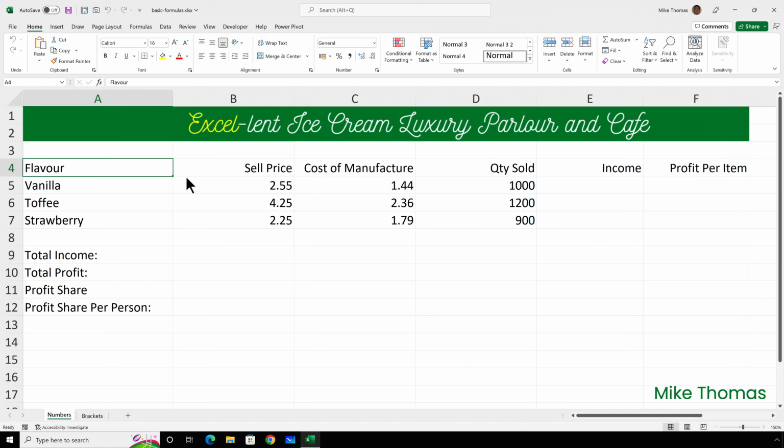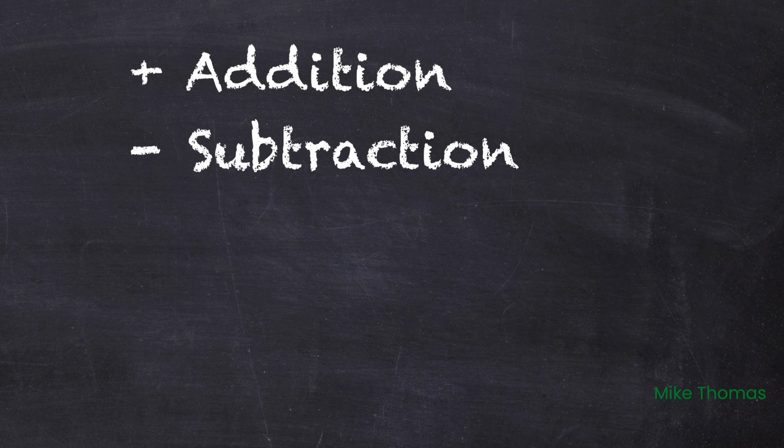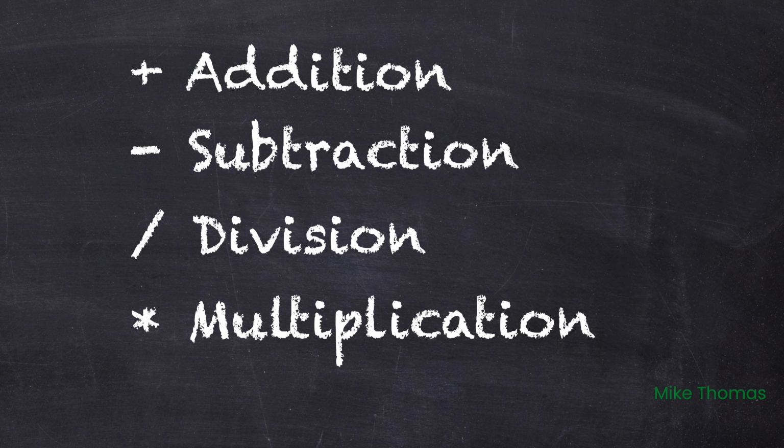Now this is a partly completed sales report for Excellent Ice Cream, a US-based company that makes and sells ice cream. And to finish the report, I need to do some calculations, and that's where formulas come in. Formulas can be as simple as adding two numbers together, but they can also get really complex. It depends what you're trying to do. In this video, I'm covering simple formulas: addition, subtraction, division, and multiplication.